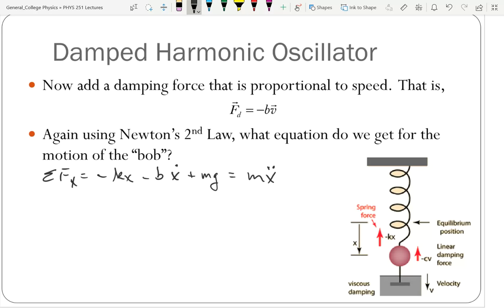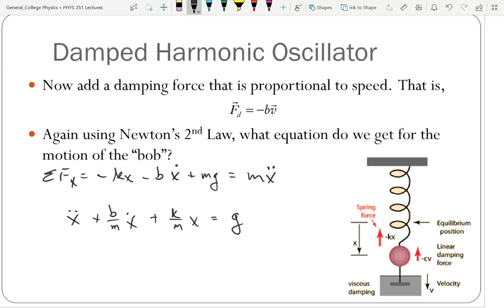So if I rearrange this, dividing everything by M, I'll have X double dot plus B over M X dot plus K over M X equals G. And the purpose of dividing by M is just to make the formula look easier. It's just to make a 1 multiplied by X double dot. That's right. That's exactly the purpose. All right. Looks good to me.